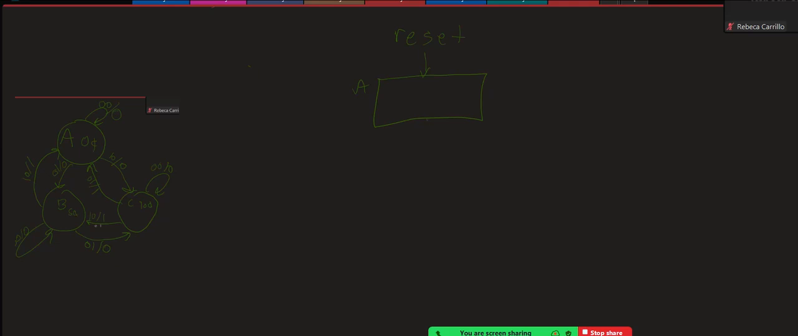And then I have two possible inputs, so I'm going to put them both here. I'll put a D, and I'll put an N. From the N, I go to state B if N is 1. If N is 0, I go back to reset.